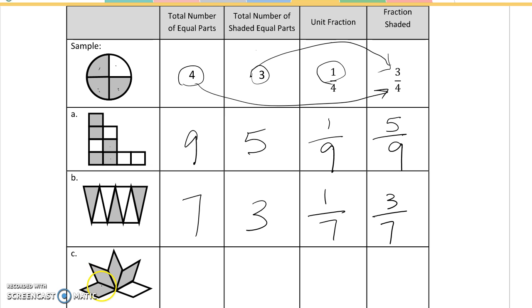And letter C, we have 1, 2, 3, 4, 5 total parts. 1, 2, 3, 4 are shaded. So my unit fraction is always 1 over the total, which was 5 pieces. And my shaded part are those 4 pieces out of a total of 5.